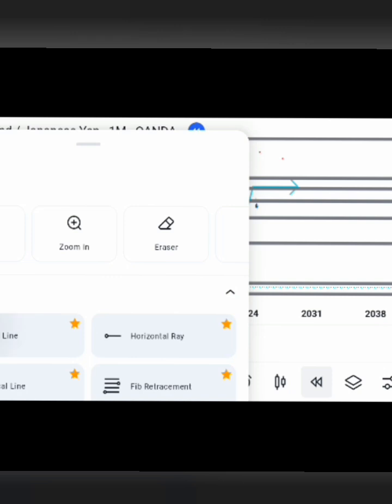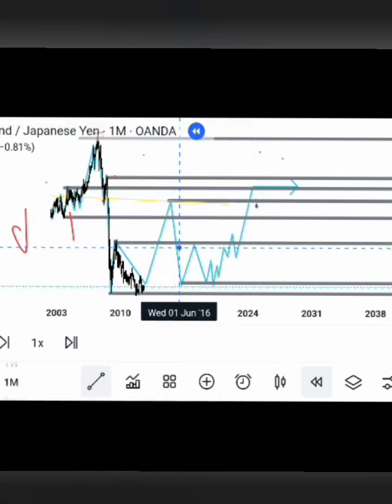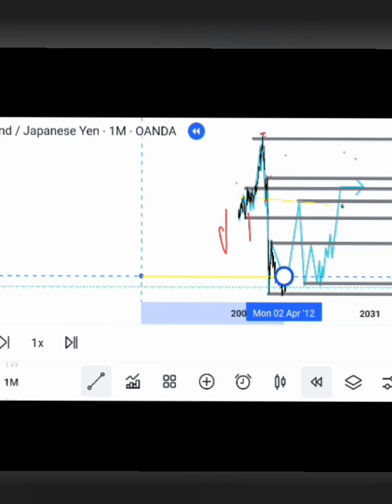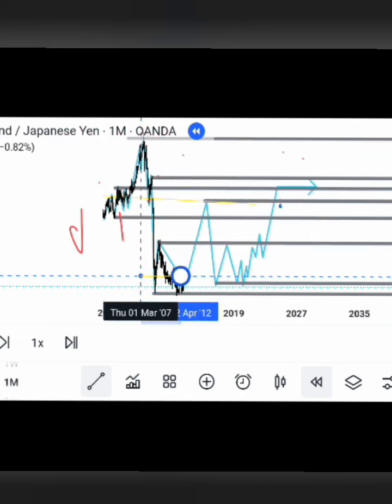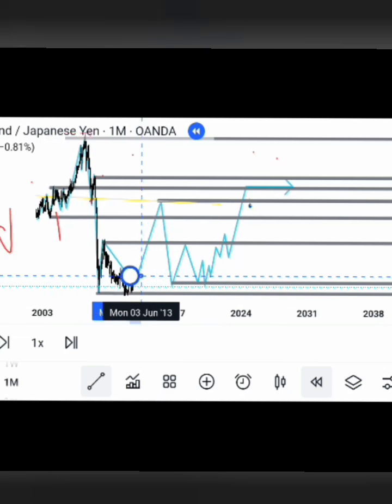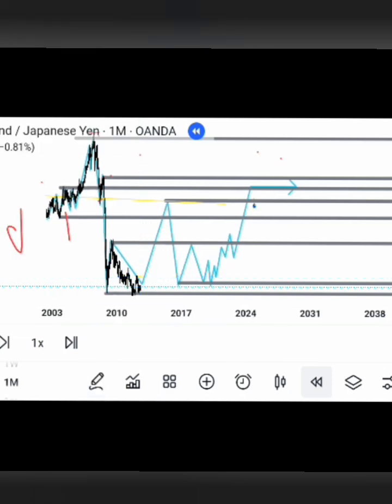Can you see this internal high? Can you see this internal high that was broken before? This internal high that was broken. Can you see it? So this is very important.